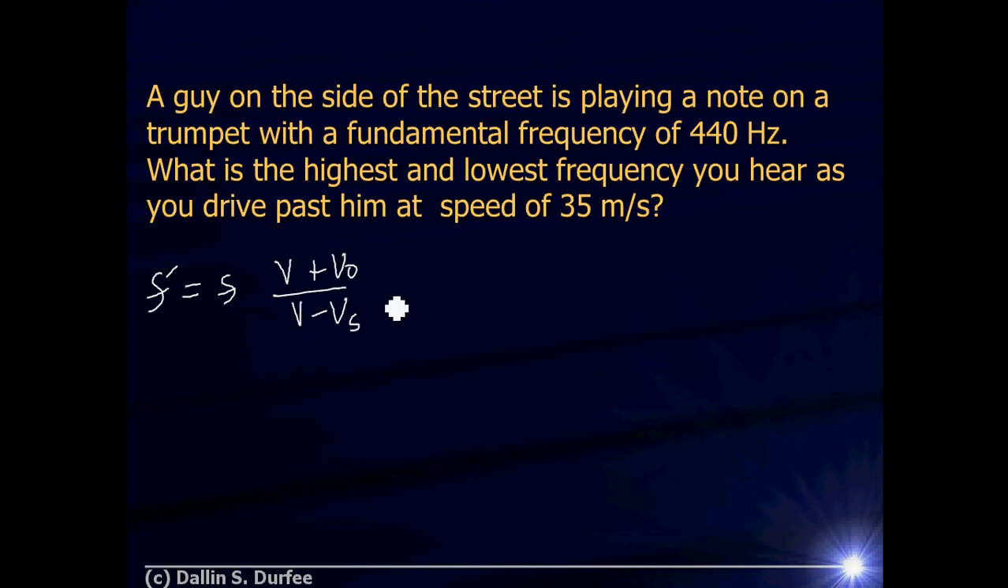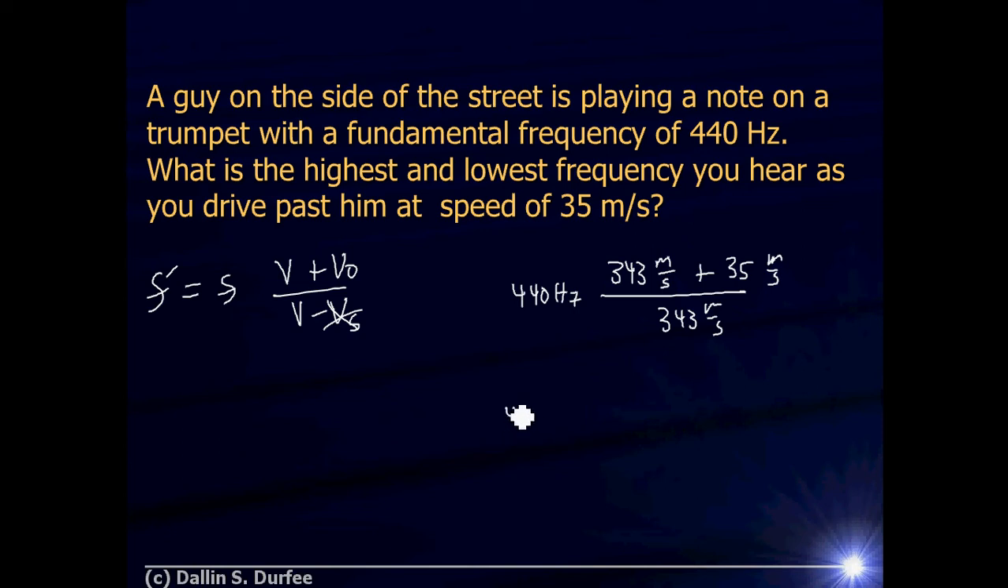In this case, the source is not moving. When I'm approaching, so before I reach where the trumpet player is, I'm going to put a positive sign there, and I'm going to get 440 hertz times speed of sound, which we'll assume is 343 meters per second, plus my speed, 35 meters per second, divided by 343 meters per second. That's when I'm approaching him, and when I approach, that's the highest frequency.